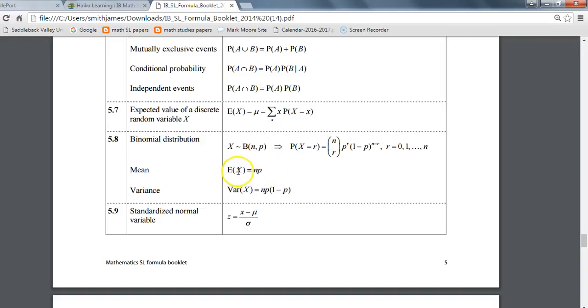So if we have an expected number of something, also known as the mean value. So this is something, again, we saw earlier in the year. Simple little formula. It's the number of trials times the probability of success. So keep that one in mind. I'm going to be referring to that one quite a bit in this video.